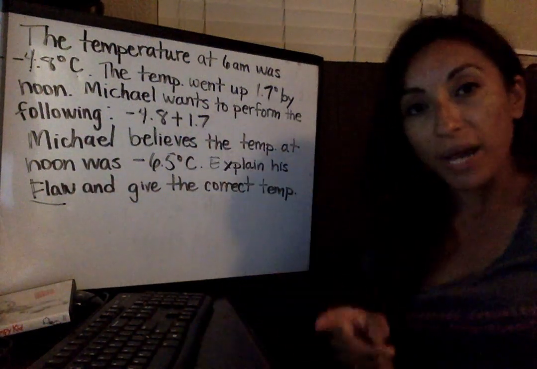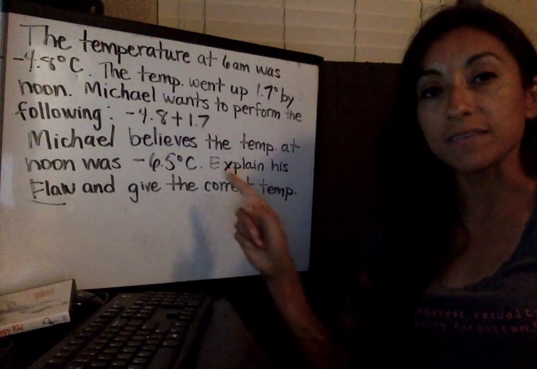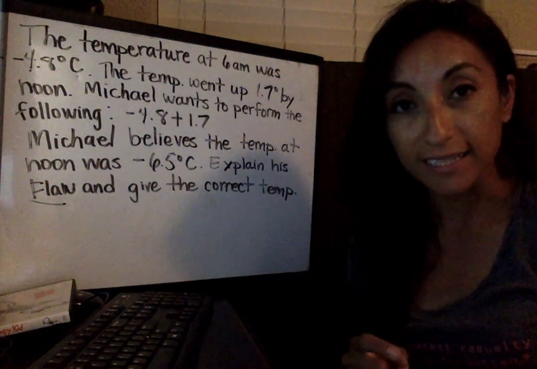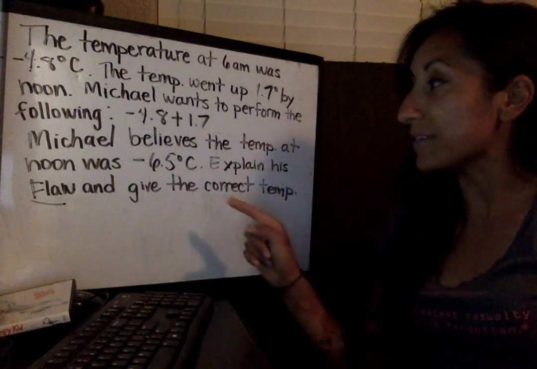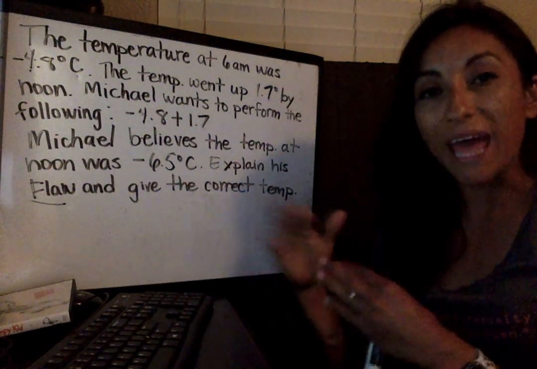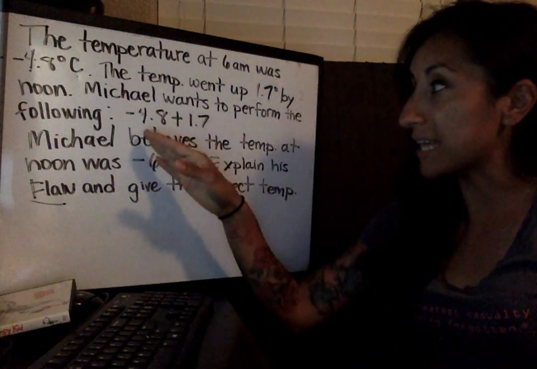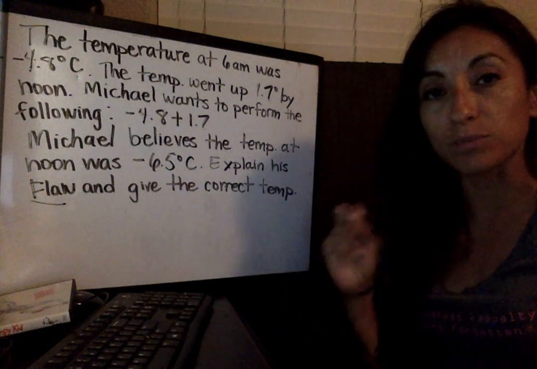So if you go back to your notes, you should remember that a negative plus a positive is when you subtract. Now, as you can see, 4.8 plus 1.7 is 6.5. But in this situation, you don't add them because you have a negative and a positive. When you have a negative and a positive, you have to subtract.